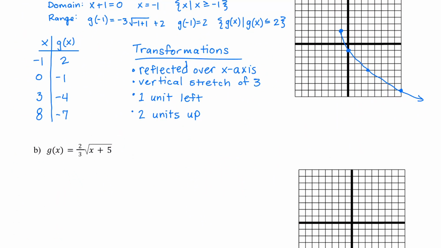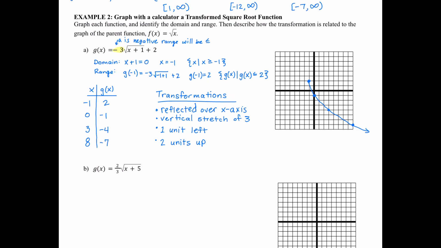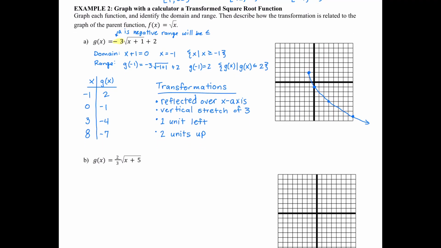All right, so now that you've seen one, why don't you give it a try? Pause the video here and graph g of x equals 2/3 times the square root of x plus 5. Find the domain, range, and then graph a couple of ordered pairs, and connect the dots with a smooth curve. Pause the video now.